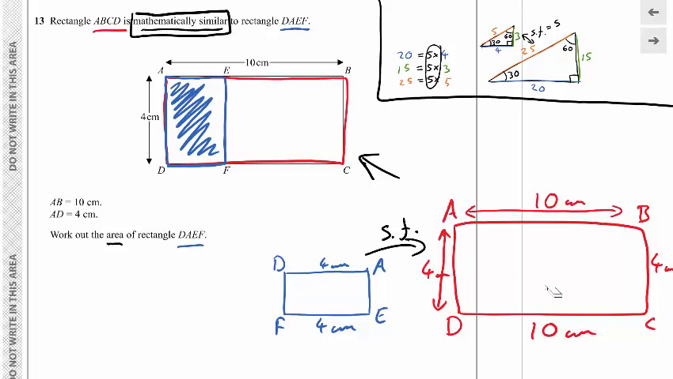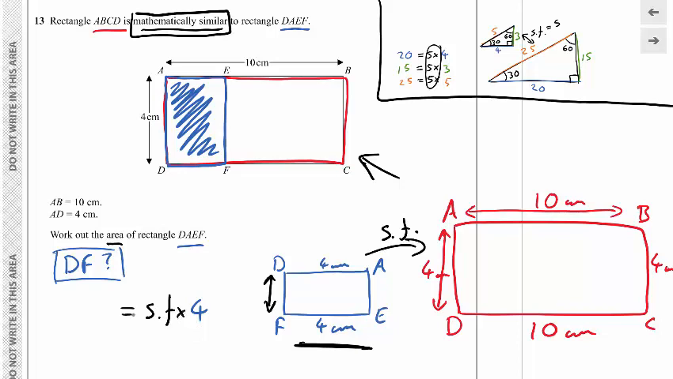So in order to work out the area of my baby rectangle, what do I need? Well, I need this side here, because this side, the DF, times this side here will give me my area. So what is DF? If you remember, back in my triangle example, I said that the sides should change by the same scale factor. So in other words, this space here is 4. When I multiply it by some scale factor, I should get back my big base. In other words, my 10.